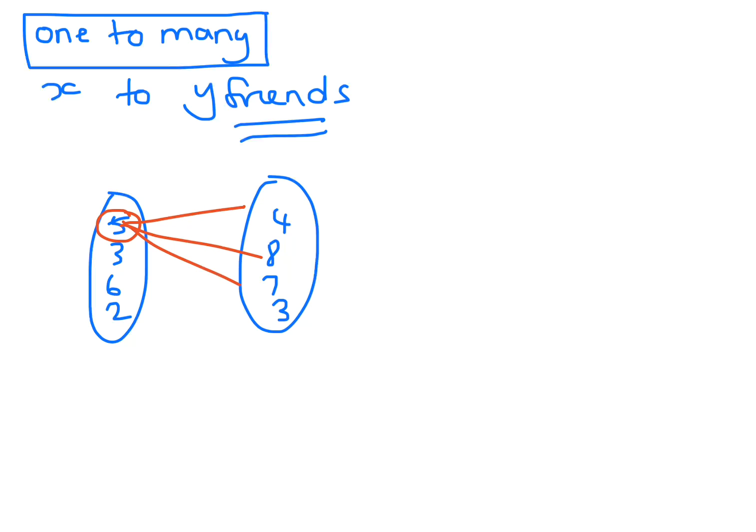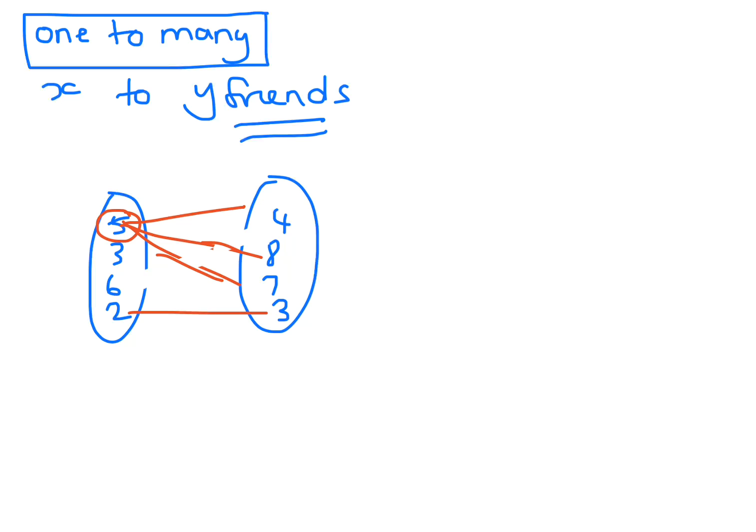See, 5 has many friends. 5 has 4, 8, and 7. 6 has many friends, but as soon as I do that, that won't work because 4 has many friends as well. You can only have one X with many friends, but you can't have it the other way around. 4 has to have one friend, 8 has one friend, 7 would have to have the one friend, okay? So you couldn't do this unless you added more numbers. Like you could do the 2 with the 3 or the 6 with the 3, but that's it.